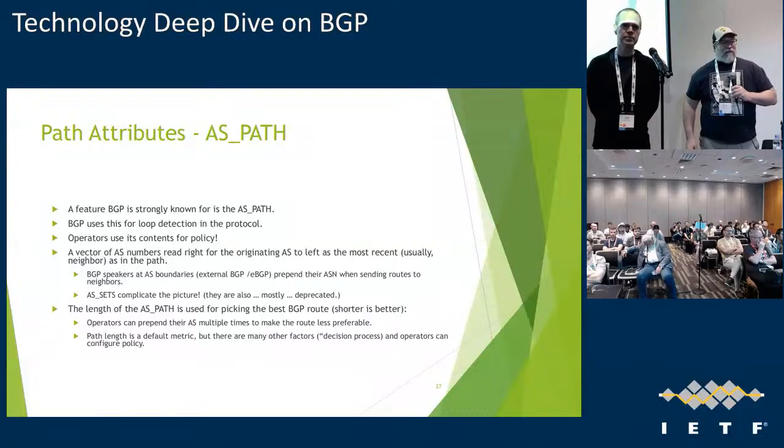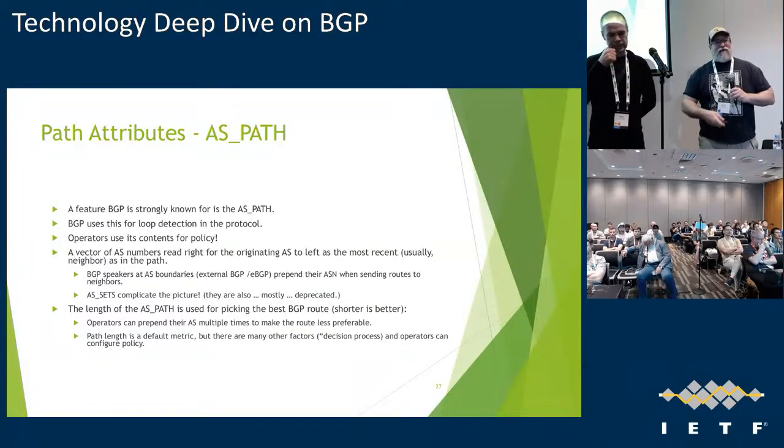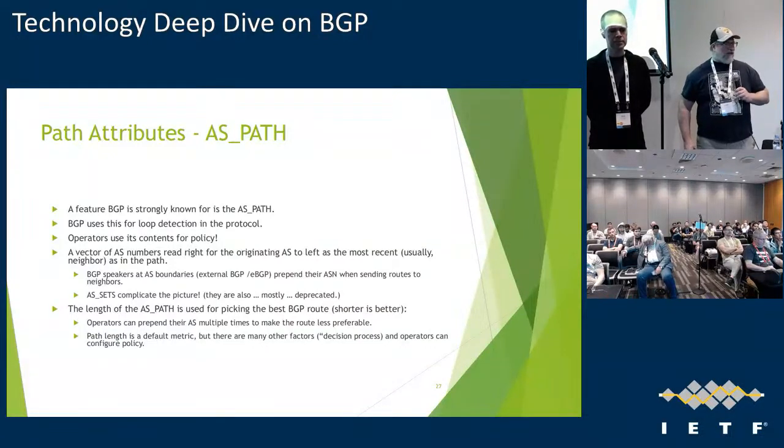One of the things that's complicated about this as a feature is that this is actually more than one thing. An AS path can contain multiple types. We have sequences, we have AS sets, which is mostly deprecated. We'll chat about that a little bit later. And as a coarse metric, it works okay.